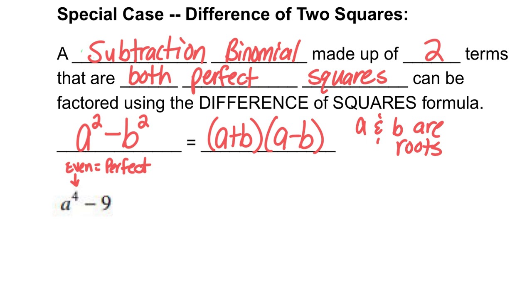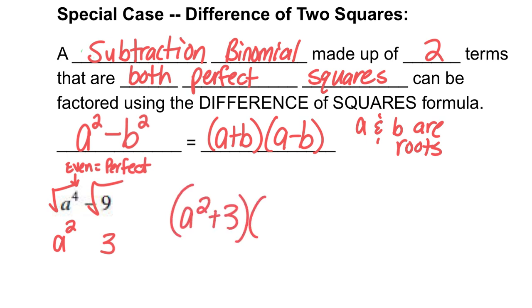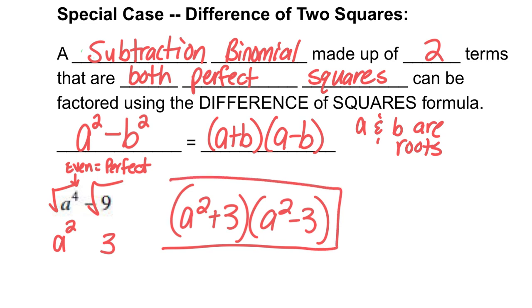So to factor this, I take the square root of both terms. The square root of a to the fourth is a squared. You just halve the exponent on it to get its square root when it's an exponent term, because a squared times a squared would be a to the fourth. The square root of 9 is 3. Those are the numbers that will go into our factorization. And so we end up with a squared plus 3 and a squared minus 3. That's the factorization of that problem.